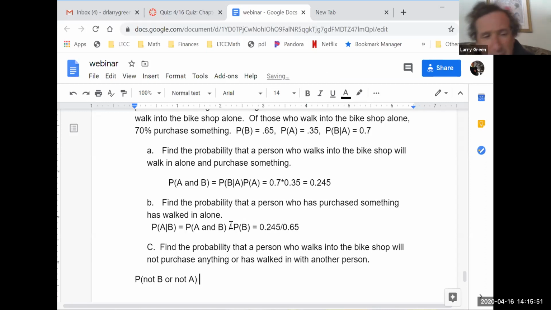Okay, so now what I'm going to do, and I haven't given you an example of this, is we're going to use what's called the rule of complements. We can write that as equal to 1 minus the probability of the complement of what happens if this is not true. So if it's not true that the person did not purchase anything or walked in with another person, what do you know happened with that person?